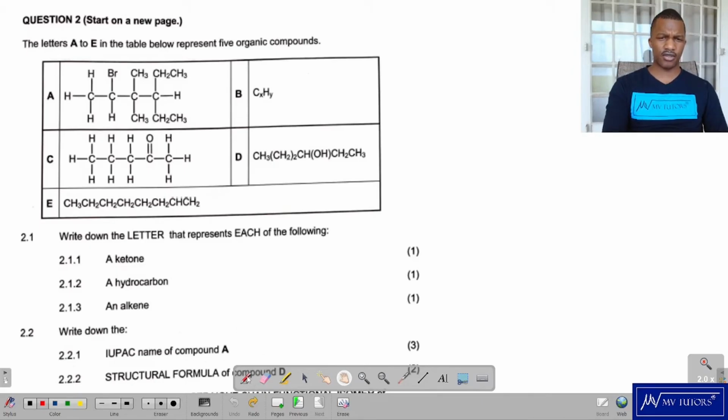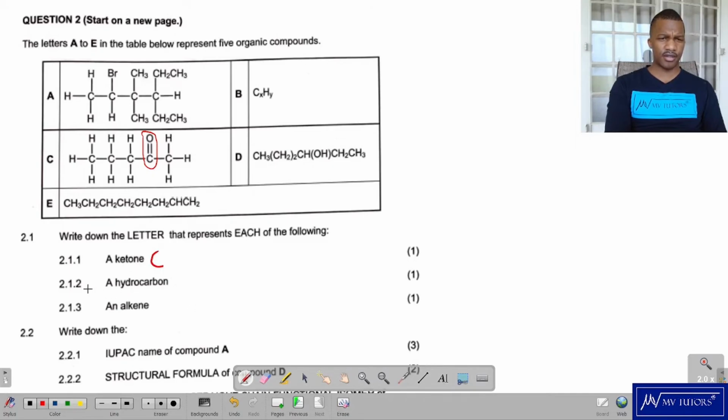In looking for a ketone, the functional group of a ketone, remember, is C=O. So we're looking for a C=O. Does A have it? No. B, there's no C=O there. C, there's a C=O over there. That's our functional group. So C is our answer.